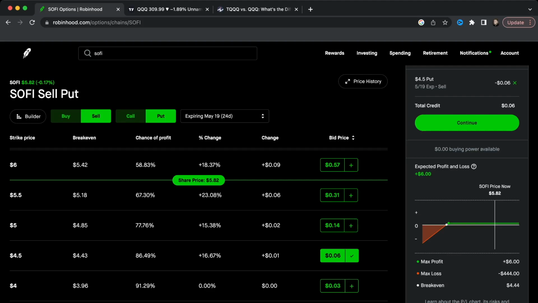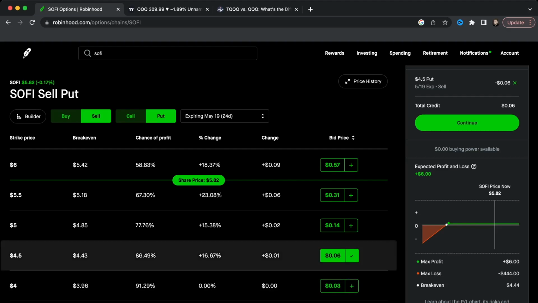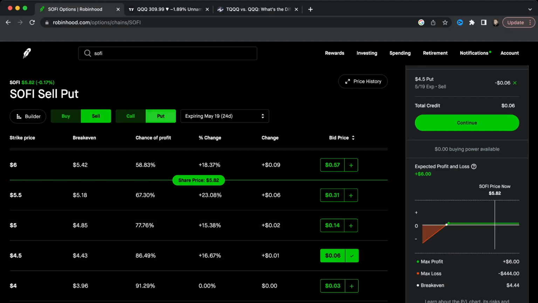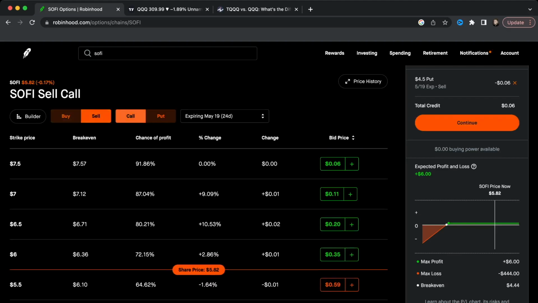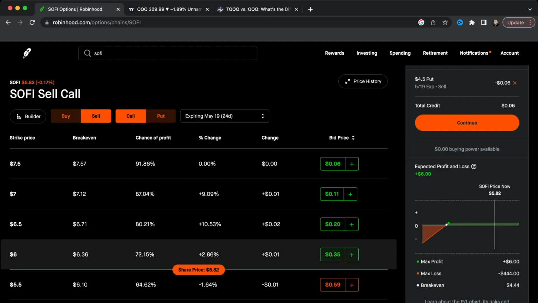Now, what you can do once you get these 100 shares at $4.50, which could be a bargain, could not be a bargain. Again, I don't know enough about SoFi. I just know a lot of people like this strategy with it. You could go now and start doing it the other way. Say you own it at 450. Well, now you can go do a call.